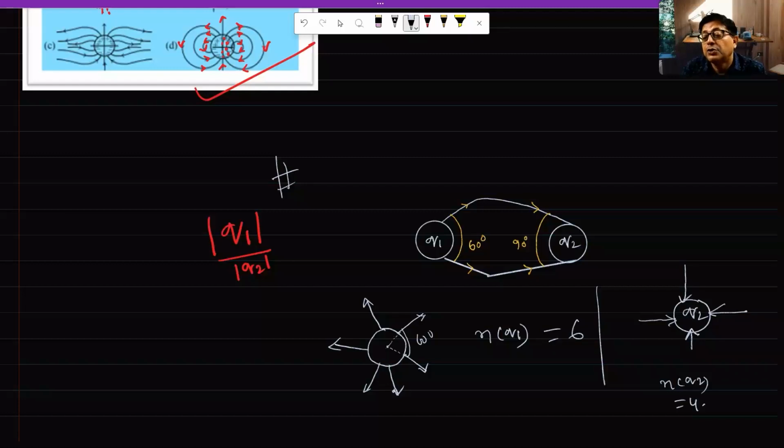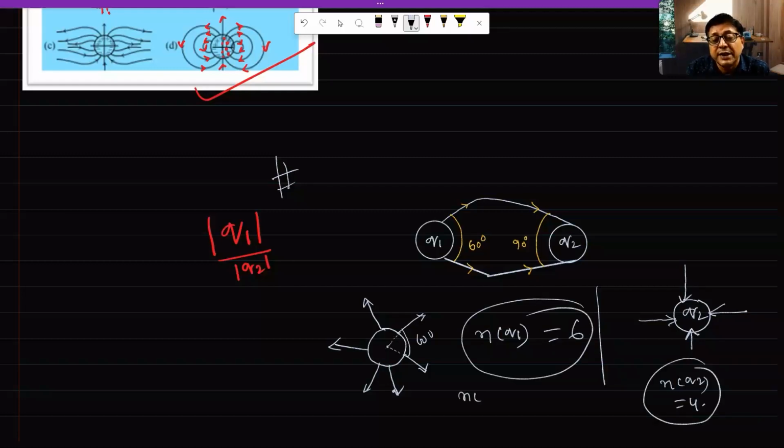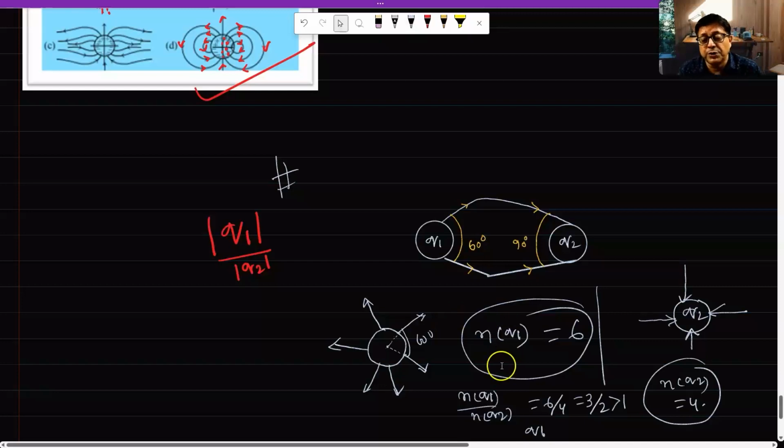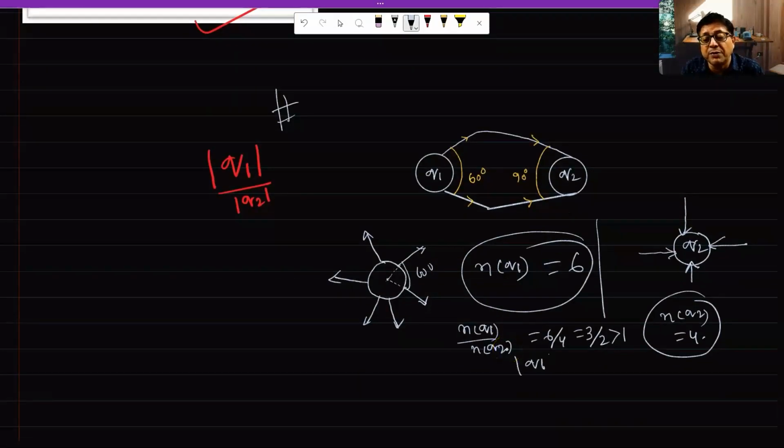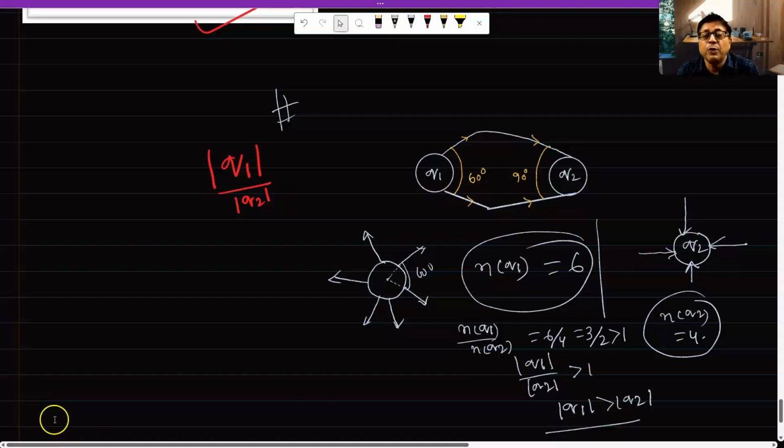Clear? So N of Q2 is 4 and N of Q1 is equal to 6. N of Q1 divided by N of Q2 is equal to 6 by 4, which is 3 by 2. It is greater than 1. So if you compare the magnitude of Q1 with Q2, this ratio is greater than 1, then mod Q1 will be greater than mod Q2. Clear? Thank you. I hope you have understood.